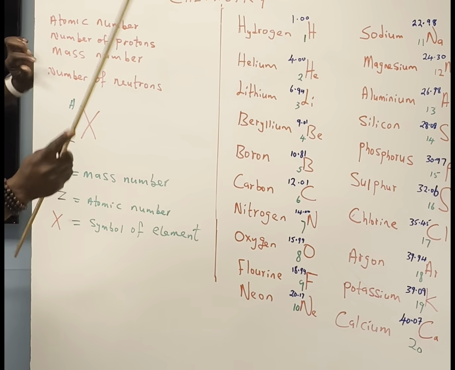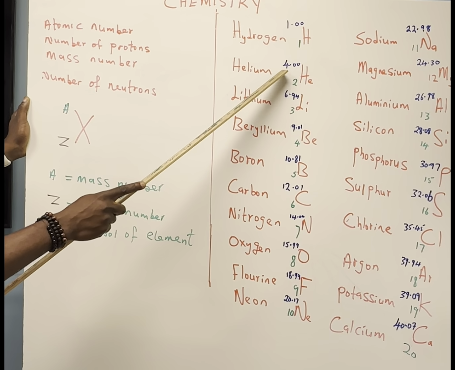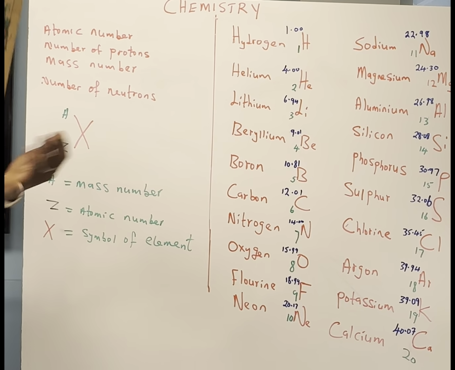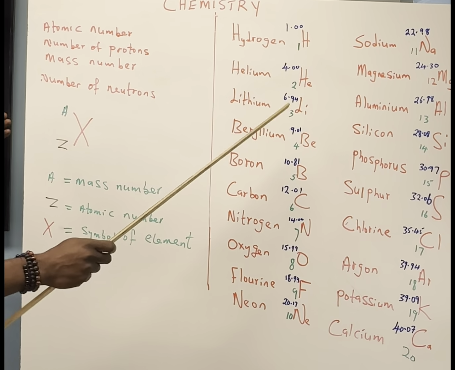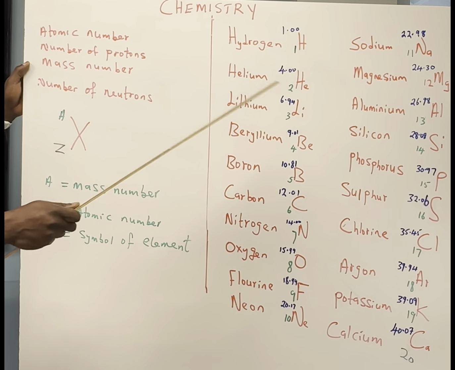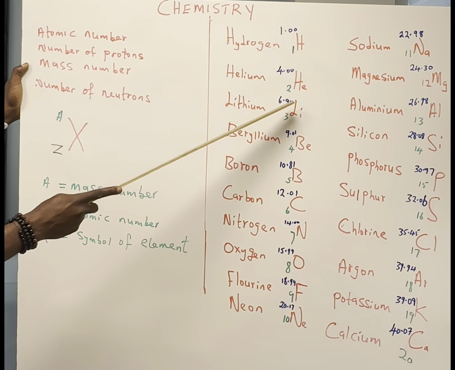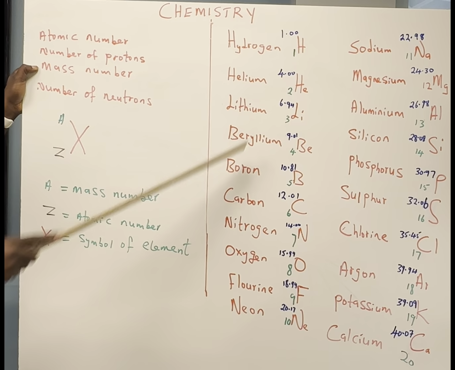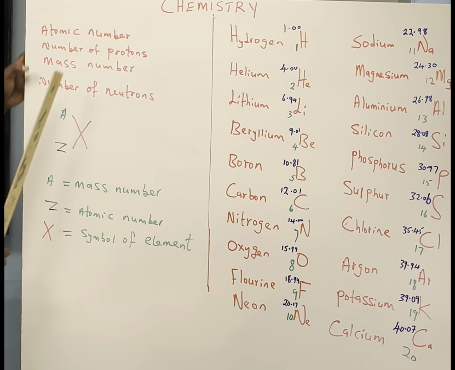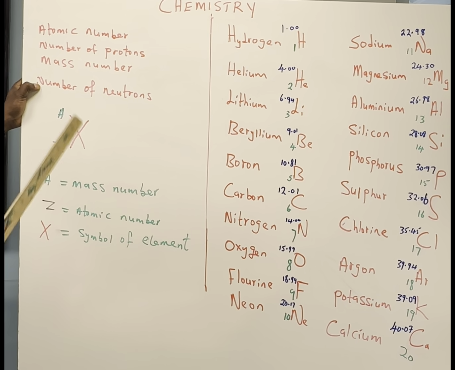So for example, hydrogen has a mass number of 1.00. Helium has a mass number of 4.00. I just take it to 2 decimal places. Some periodic tables actually approximate to the nearest whole number, but I don't want to do that because there's a reason for that. So for helium, 4.00, lithium, 6.94. These values are known as mass number, which is the sum of your number of protons and number of neutrons. When you add them, you have your mass number.